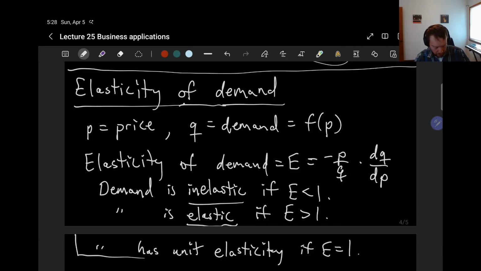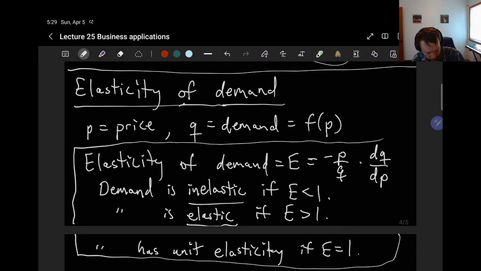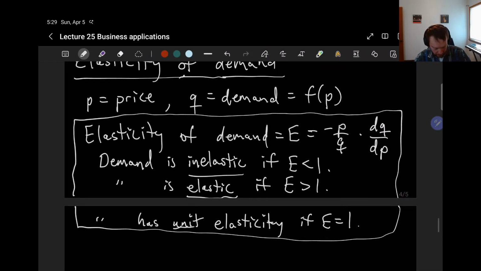Okay, so we can square that off. I've got an awkward page break here. But there's our formula and the various terms. So let's underline unit elasticity. Okay, great. Well, what do these things mean? What does it mean for demand to be inelastic or elastic?